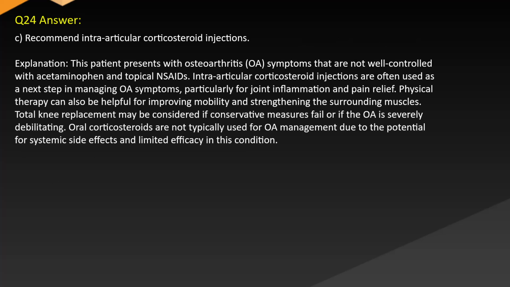Answer. C. Recommend intra-articular corticosteroid injections. Explanation. This patient presents with osteoarthritis, OA, with symptoms that are not well controlled with acetaminophen and topical NSAIDs. Intra-articular corticosteroid injections are often used as a next step in managing OA symptoms, particularly for joint inflammation and pain relief. Physical therapy can also be helpful for improving mobility and strengthening the surrounding muscles.